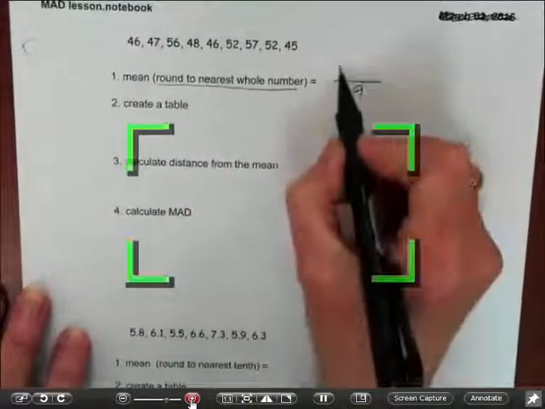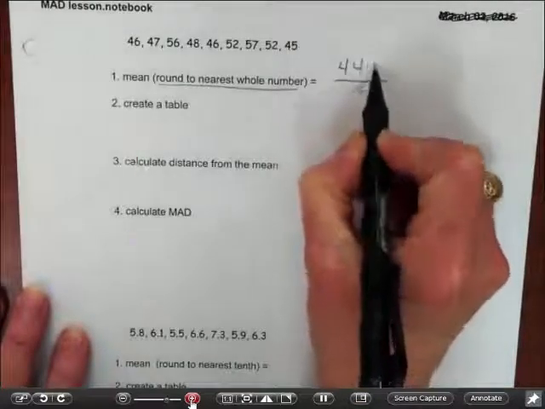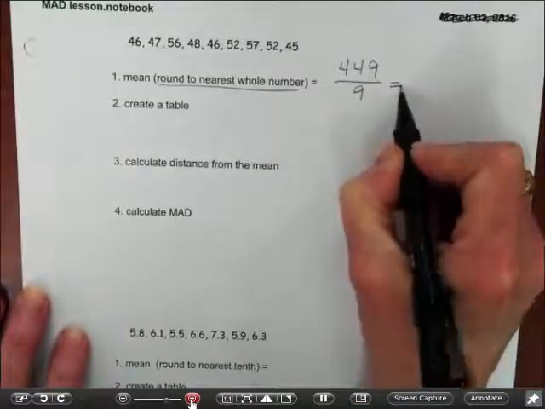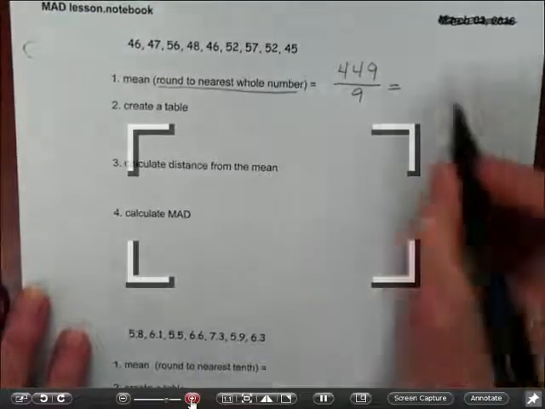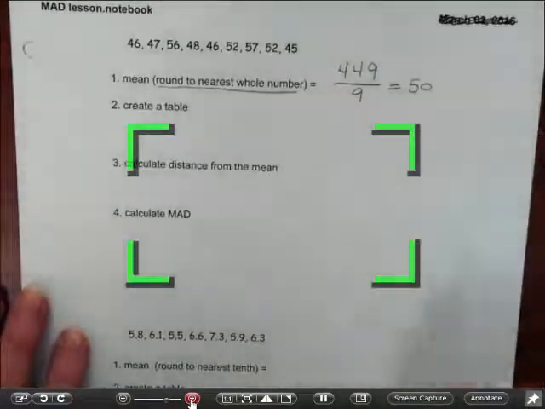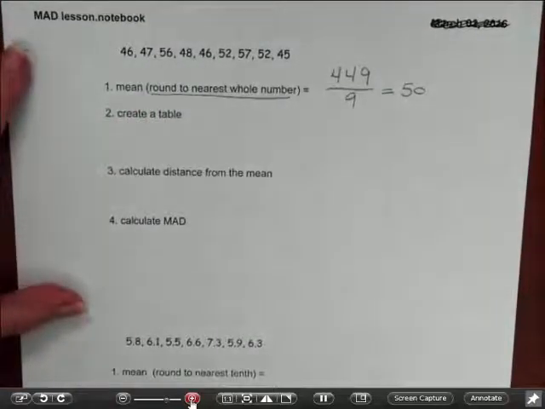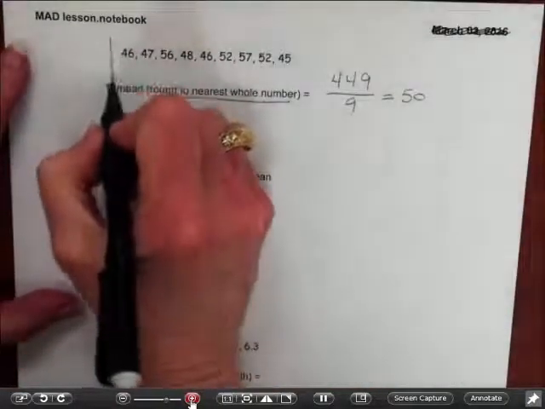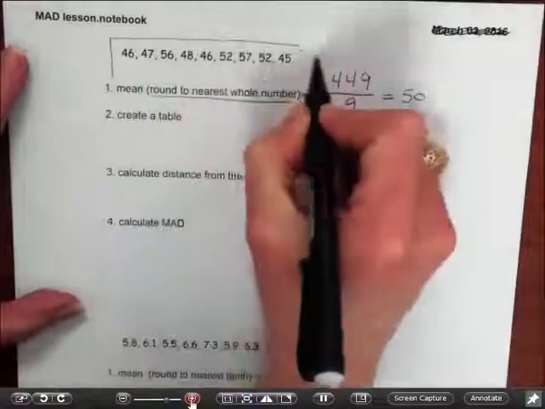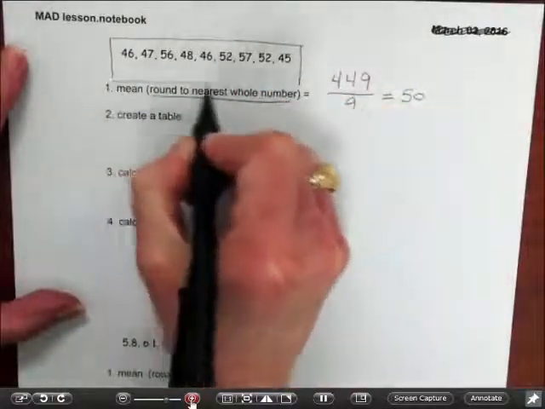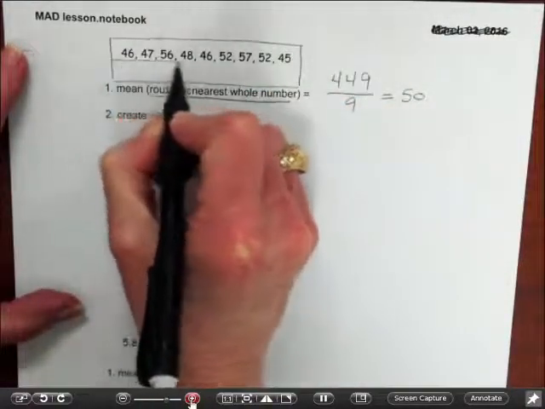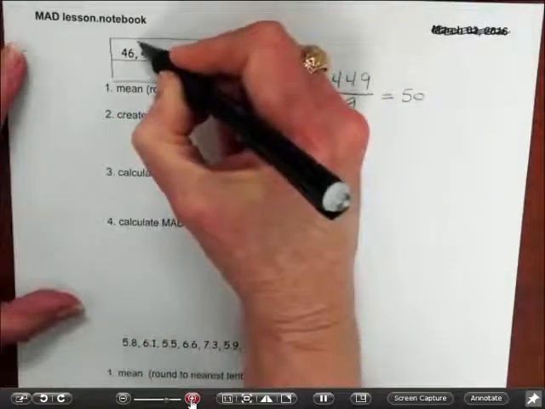Okay, so your total should have been 449. When you round, what's going to be your nearest whole number? 50. Now I'm going to show you a little cool trick. Okay, notice step 2 says create a table. Watch what I do. I'm going to drop a table right on top of this so that I don't have to recopy those numbers again. So I'm just going to make it kind of look like this.